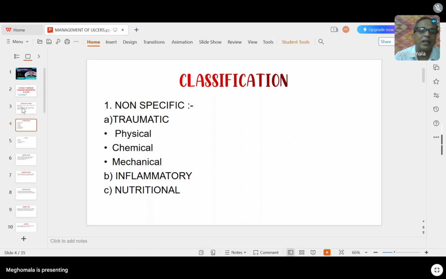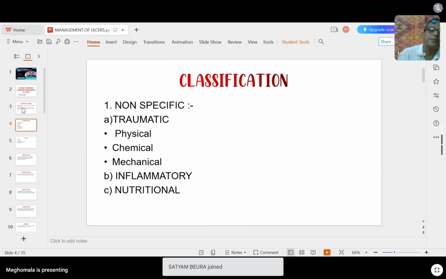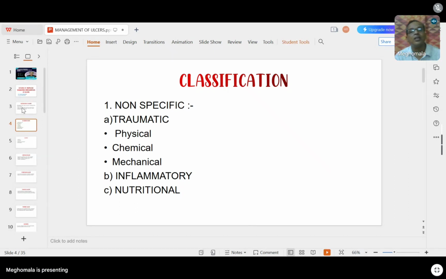And there is mechanical trauma, and it may also cause ulcers. Then there is inflammation due to non-specific infections. We do not know, but there are different types of infection.